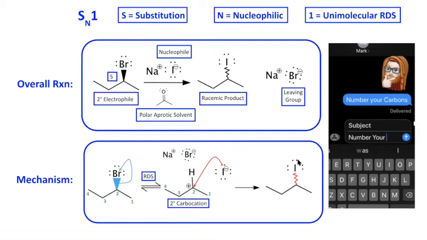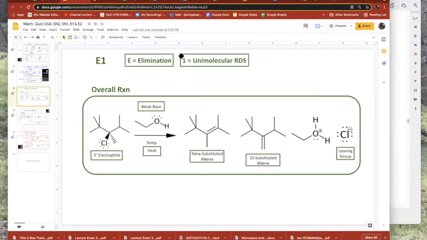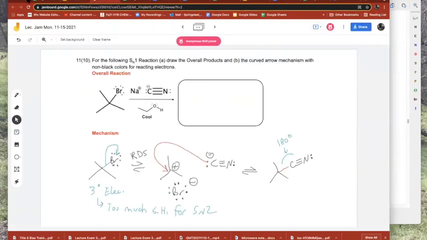And so this wiggly line represents two molecules, the two enantiomers, the wedged and dashed, in equal amounts. And we got it. Number of the carbons, 1, 2, 3, 4. Got it. All right, before I do the E1, let me pause there. I'll write down what I did.